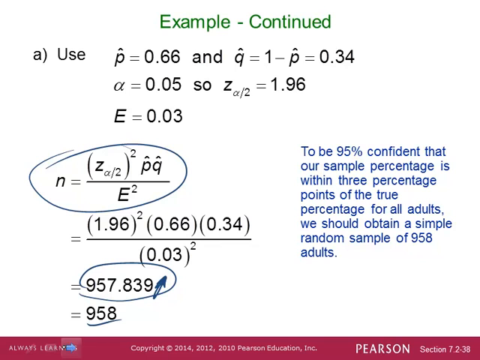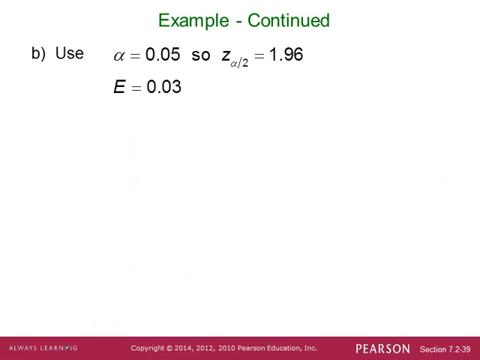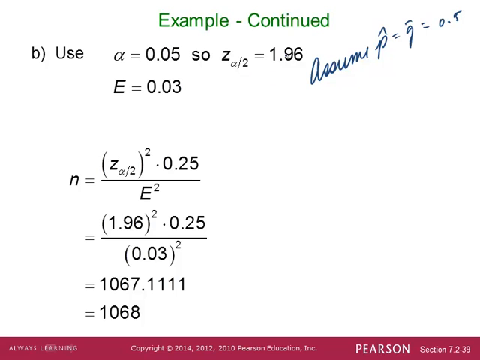Now, if we do not trust the 0.66 or 66% figure from the Census Bureau, then we could just assume that p hat and q hat are both 50% or 0.5. So we could just plug in 1.96 for z like we already had, and E is equal to 0.03. And of course that's going to give us a larger sample size, 1067.1111, round that up to 1068. Again, always round up.